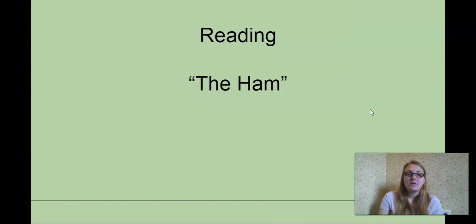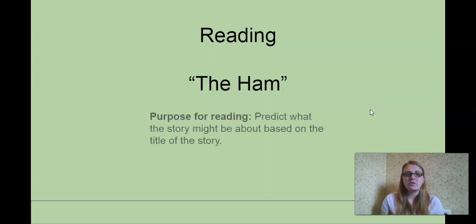Now, our reading for today, we're continuing with the Cat Bandit series. Our title of the story is The Ham. Our purpose for reading: predict what the story might be based on the title of the story. So, we have so far read the hot dog, the chicken nugget, the snack mix, and in all of those stories, the Cat Bandit did what?